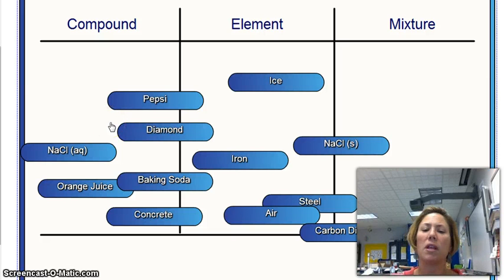So you're just going to place each of these things on your paper in an appropriate column, and we'll check that when you come in tomorrow. Compound, element, or mixture. Again, I didn't put them where they belong. That's your job. So that was section 3.